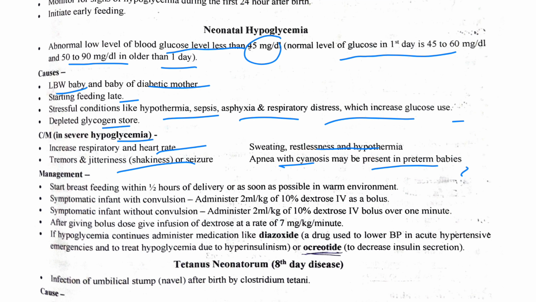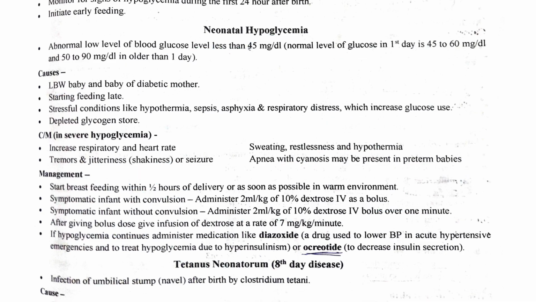Management: start breastfeeding within 1 hour of delivery, as soon as possible, in a warm environment. For a symptomatic infant with convulsions, administer 2 ml per kg of 10% dextrose IV as a bolus. Symptomatic infants without convulsions: administer 2 ml per kg of 10% dextrose IV bolus over 1 minute. After giving the bolus dose, give an infusion of dextrose at a rate of 7 mg per kg per minute.